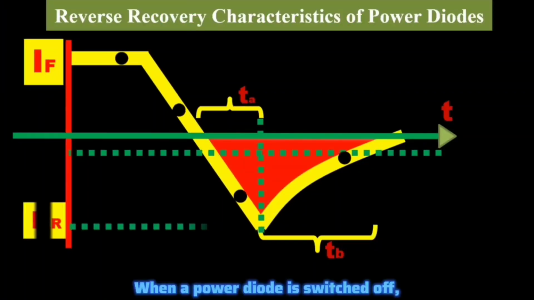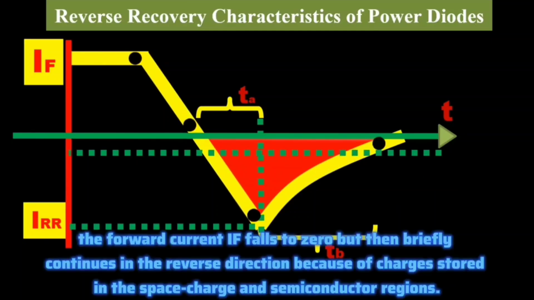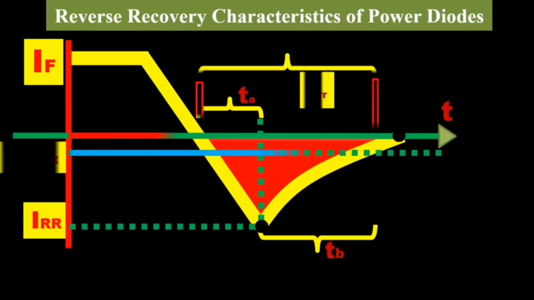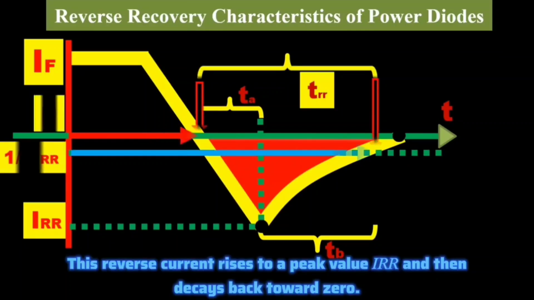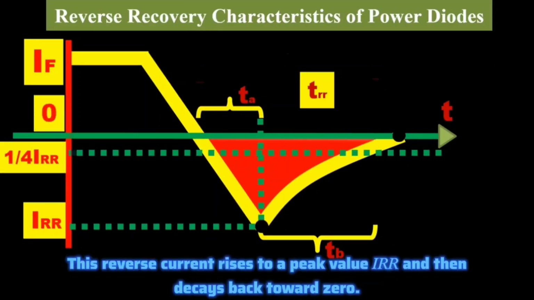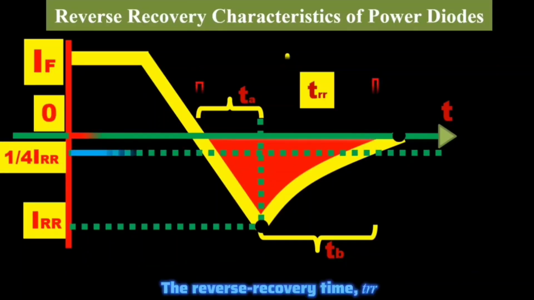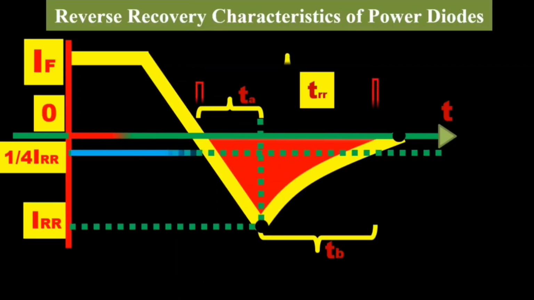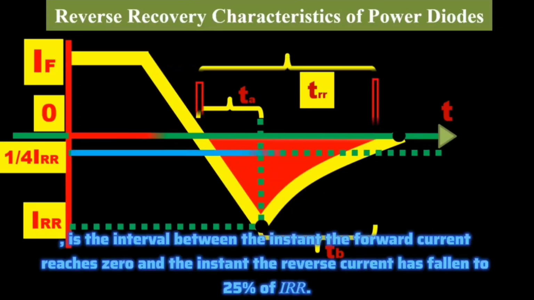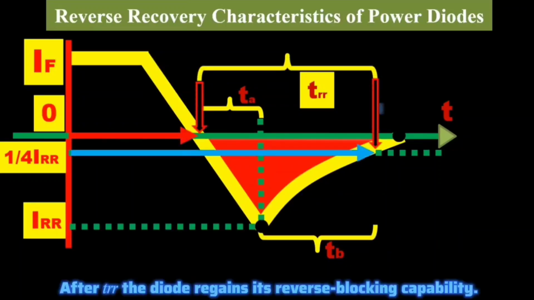Now let's understand the reverse recovery characteristics of power diode. When a power diode is switched off, the forward current falls to zero, but then briefly continues in the reverse direction because of charges stored in the space charge and semiconductor regions. This reverse current rises to a peak value and then decays back towards zero. The reverse recovery time is the interval between the instant the forward current reaches zero and the instant the reverse current has fallen to 25% of its peak, after which the diode regains its reverse blocking capability.